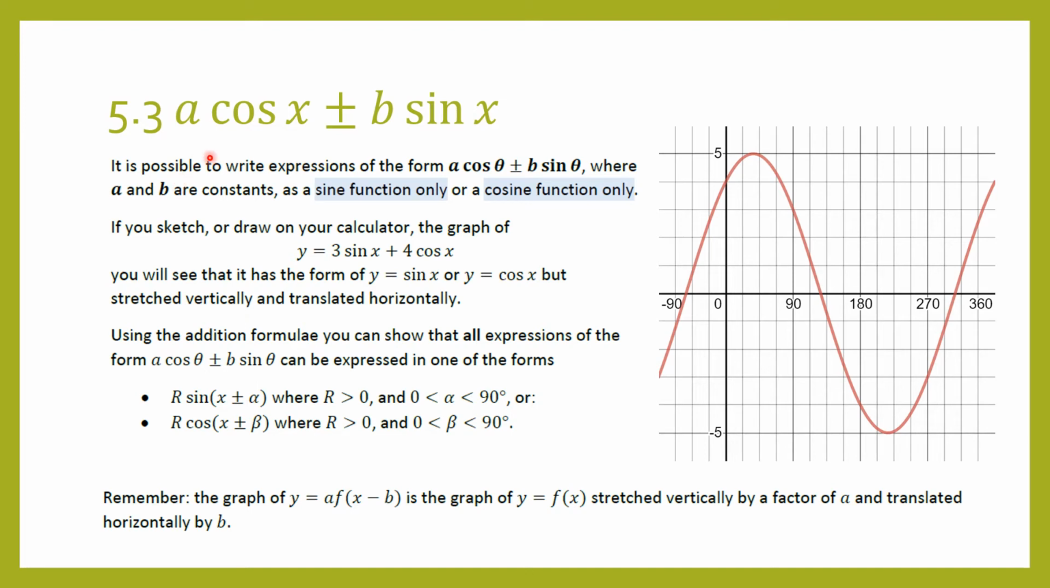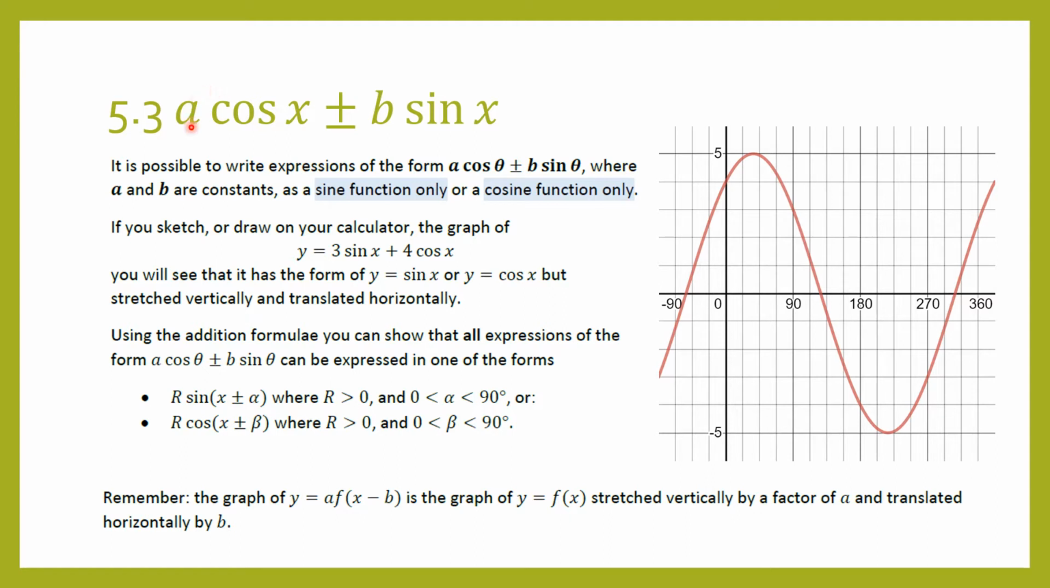In section 5.3, we are looking at expressions of the form a cos x plus or minus b sine x. A and b here are constants. They could be positive, they could be negative. It is possible to write expressions of this form, where a and b are constants, as a sine function only or a cosine function only. And that's the key to this little section.